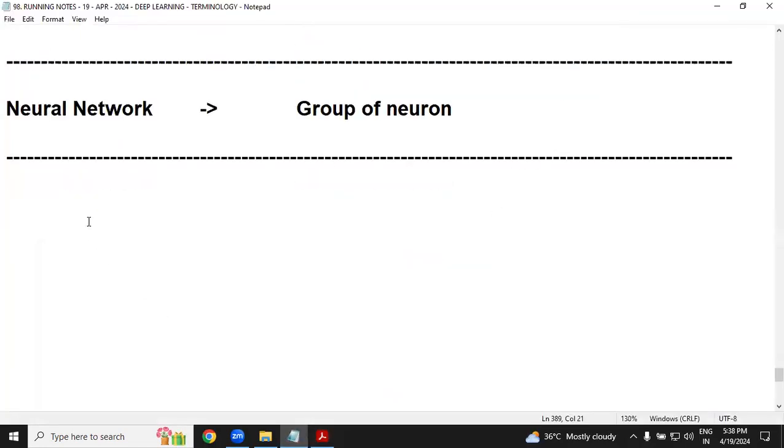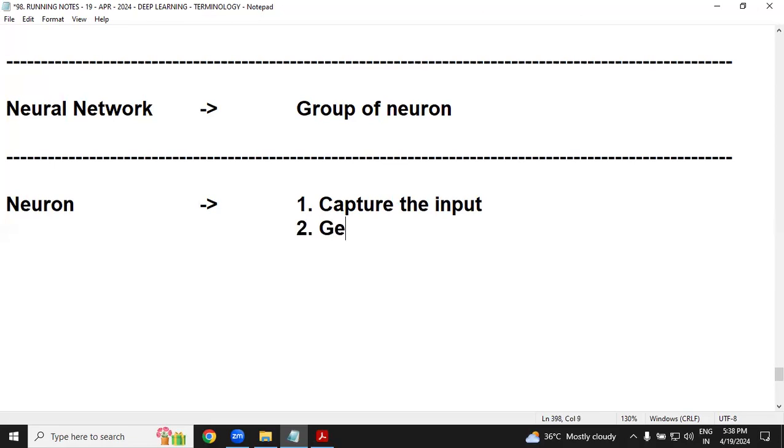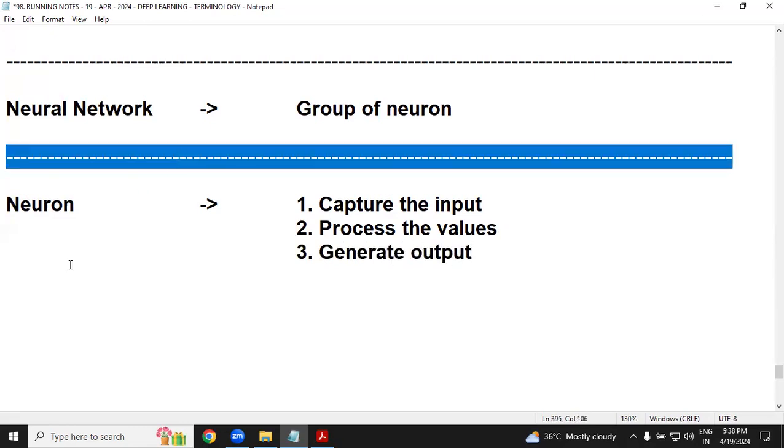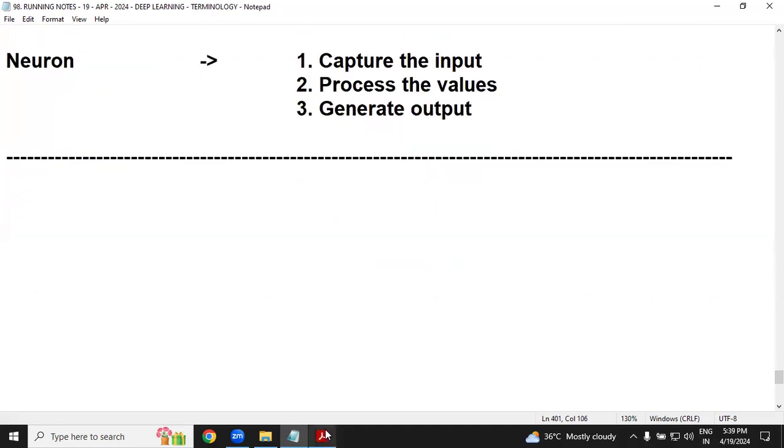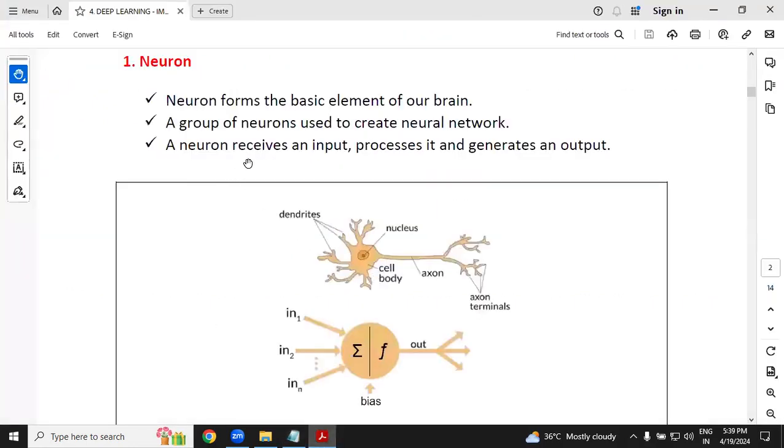Simple. When you're talking about the neuron, mainly it will do three things. The first one is it receives input, captures the input. The second one is it processes the values. And the third one is it generates the output. Very simple, but frankly speaking, it's not that simple. But these three steps you have to remember. So a neuron receives an input, processes it, and generates the final output.